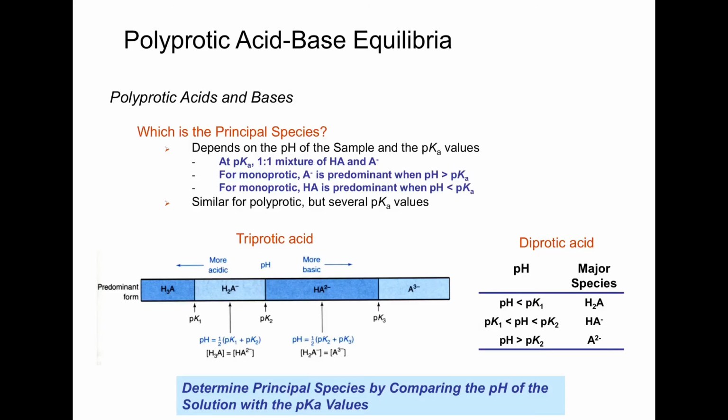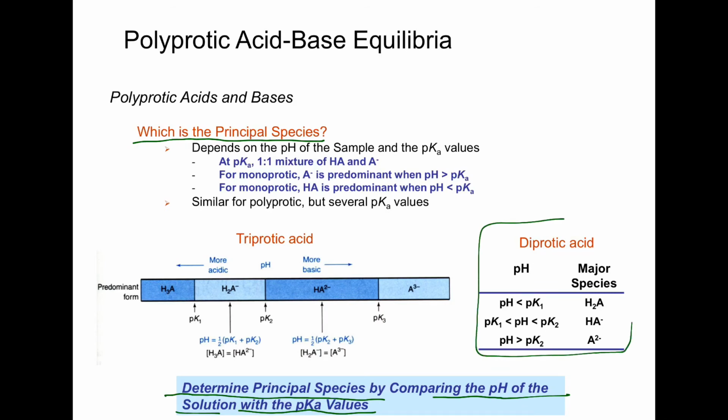Now, we just spent a lot of time calculating pHs, but if we look at things from a different point of view, if we're trying to figure out what is the principal species in the solution, and we know the pH, we can compare that to the pKa values, and that'll tell us what is the predominant, the principal species in solution. So to determine the principal species, we compare the pH of the solution with the pKa values.